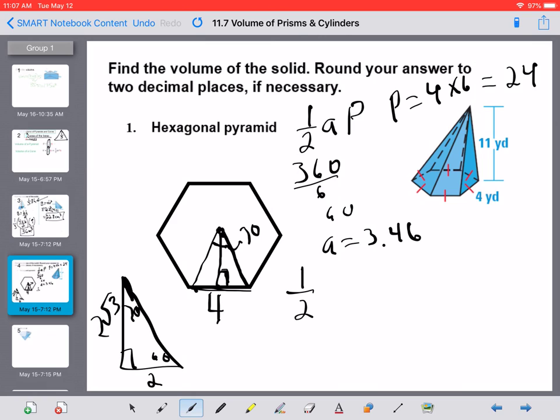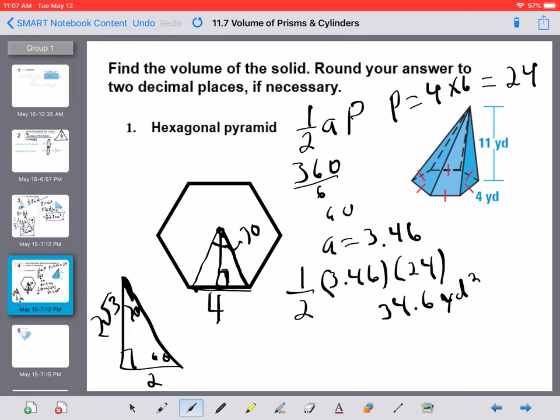We get 1/2 times the apothem, which is 3.46, times the perimeter, which we already found to be 24, and we get 34.6. 34.6, and again, this is in yards squared. Okay, so that's just the area for the hexagon. Now we want to find the volume.